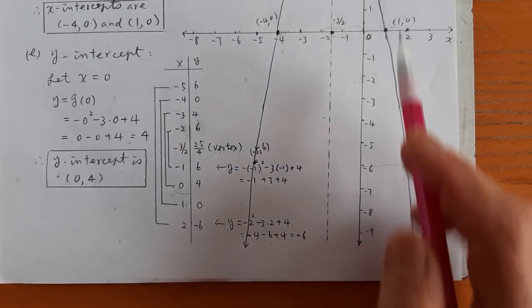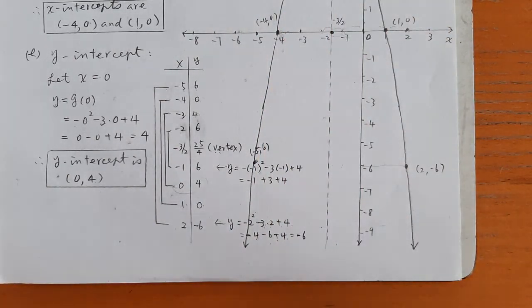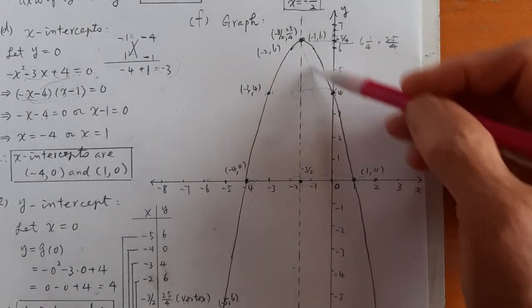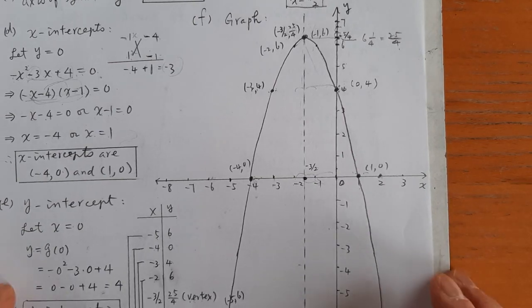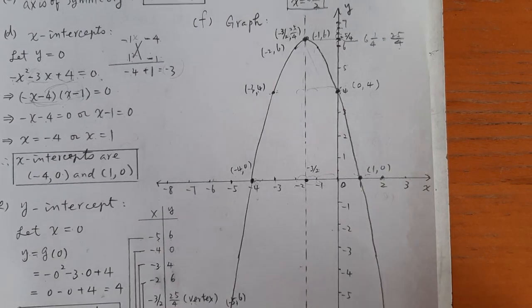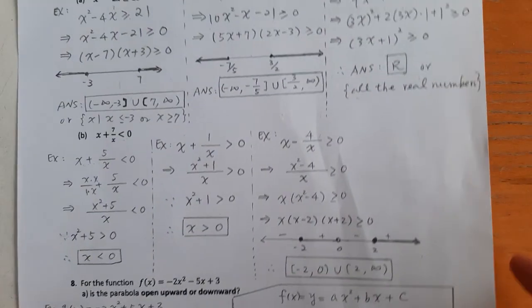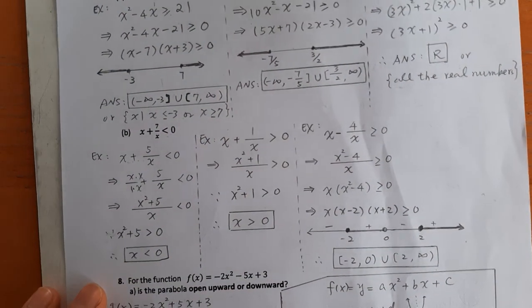Then you have 1, 2, 3, 4, 5, 6, 7 points. Now you have 7 points. And connect those 7 points. And you will get an open downward parabola. So those are 2 examples. And let's talk about one example very similar to your homework question.